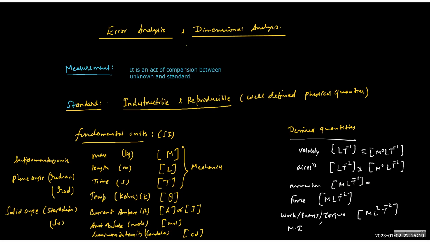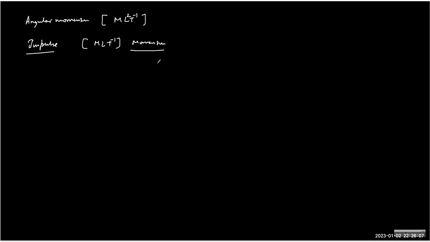Moment of inertia: ML square. Okay. What else? Angular momentum: MVR. MVR. Correct? Yeah. Impulse: force into time. So force into time is also the change in momentum. So it's again momentum. Correct? Impulse is the change in momentum, so dimensionally they are the same. Okay. What else?